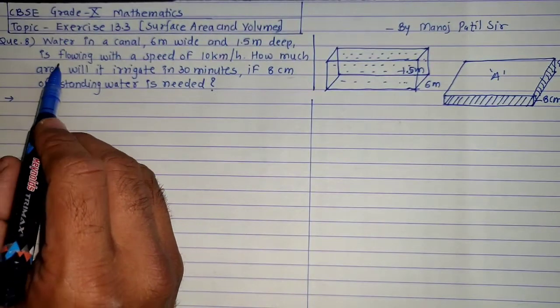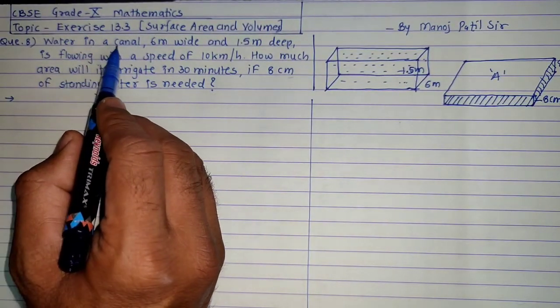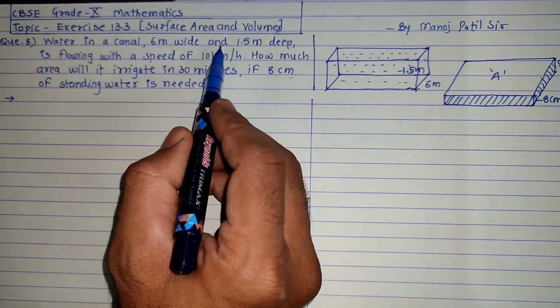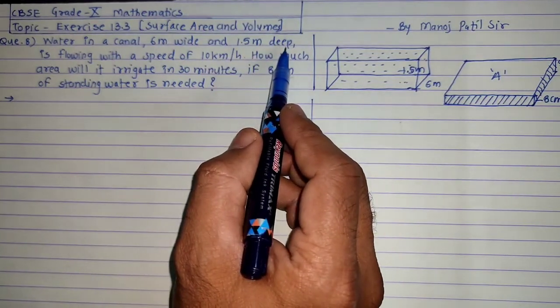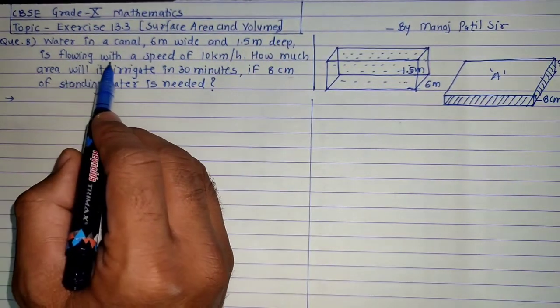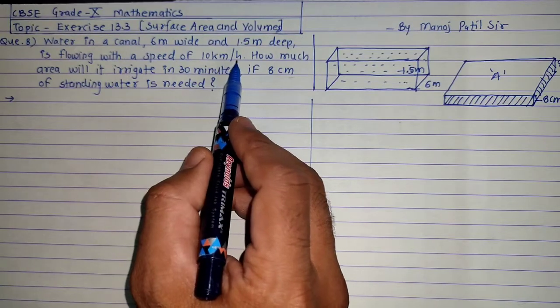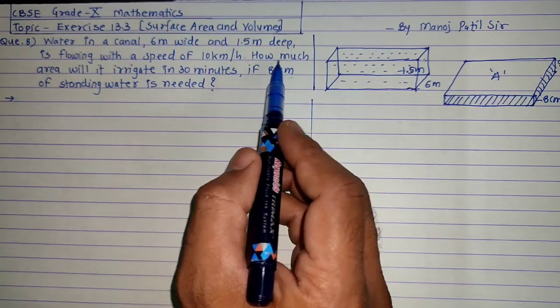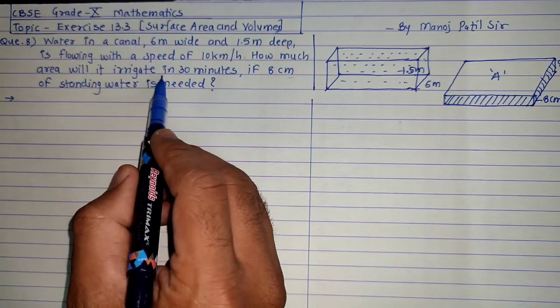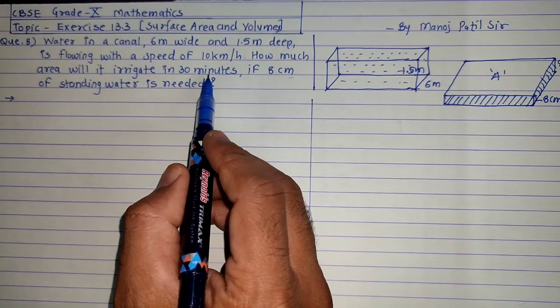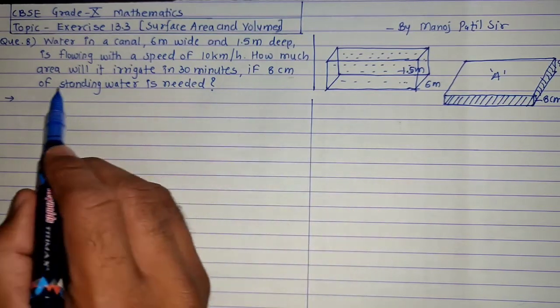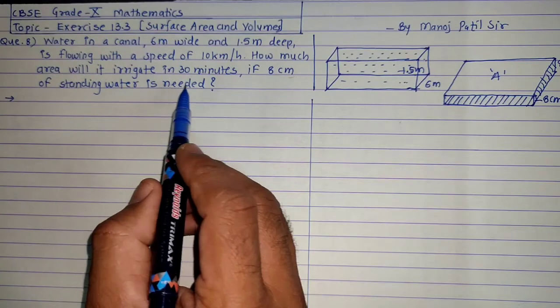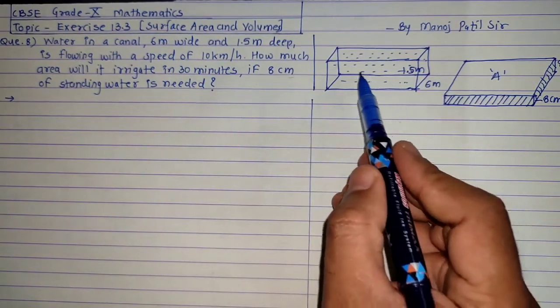Question is: water in a canal 6 meter wide and 1.5 meter deep is flowing with a speed of 10 km per hour. How much area will it irrigate in 30 minutes, if 8 centimeter of standing water is needed? Now look at this diagram.